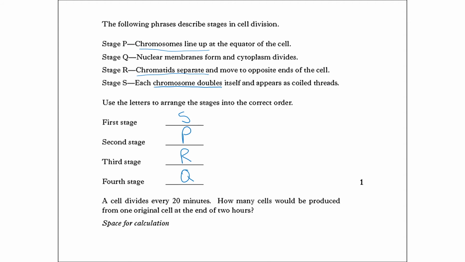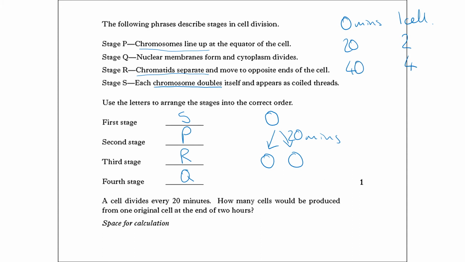Okay. This question down at the bottom, it says a cell divides every 20 minutes. How many cells would be produced from one original cell at the end of 2 hours? So if you think about this, I have one cell here at the start. After 20 minutes, how many cells will I have? I'll have 2 cells, right? So at 0 minutes, I'm going to have 1 cell. After 20 minutes, I'm going to have 2. After 40, I'm going to have 4. And I literally just keep going on here.